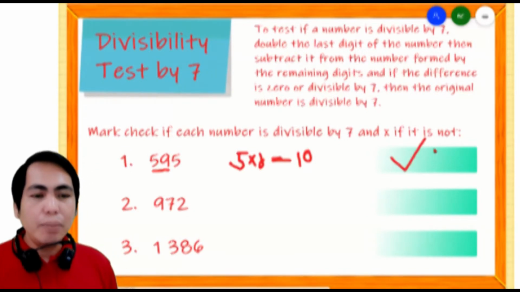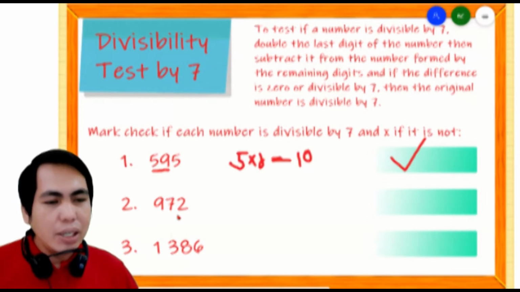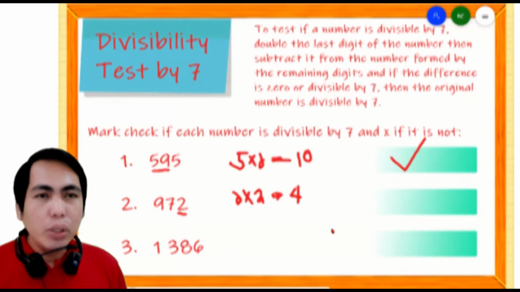Now let's go to number 2, 972. The last digit is 2. So you have 2 times 2 to give us 4. And then we have to subtract 4 from the number formed by the remaining digits.